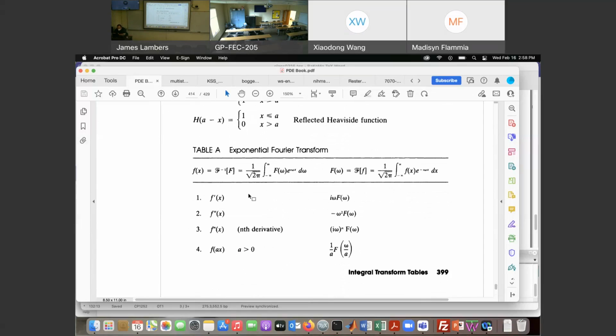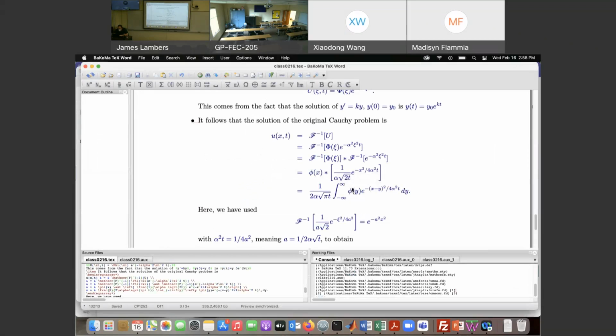The left column has functions of x, and the right column has their Fourier transforms. So when you want to take a transform or inverse transform of a function, you look at the appropriate column and figure out which one of these rules fits your function. In this case, we want to take the inverse transform of some Gaussian function.